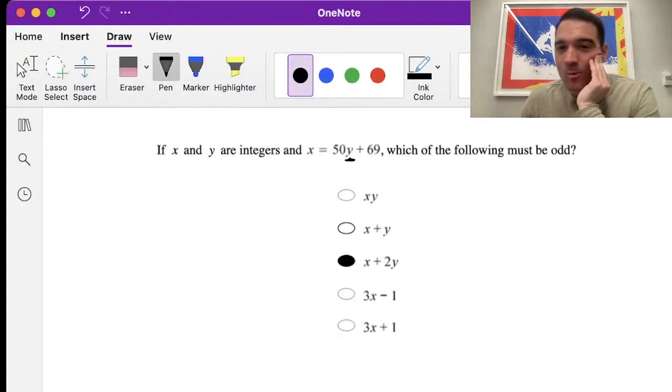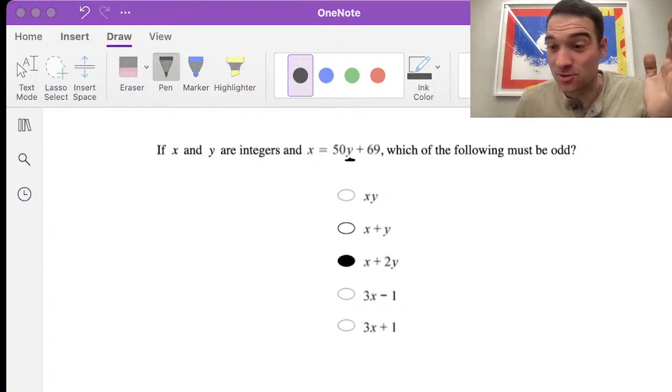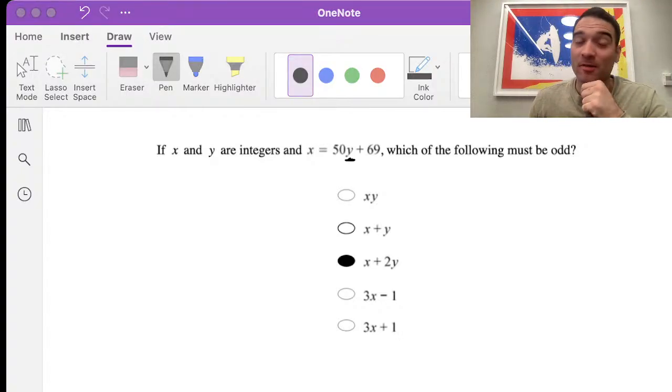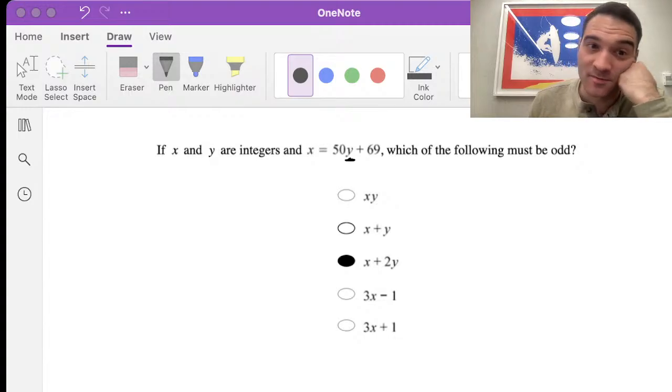I know nothing about y, right? Aside from the fact that it's an integer. Could be odd, could be even. Has to be one or the other. Those are mutually exclusive outcomes, by the way, right? Odd and even. Y has to be odd.